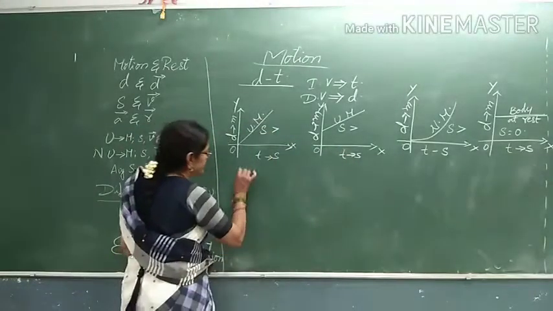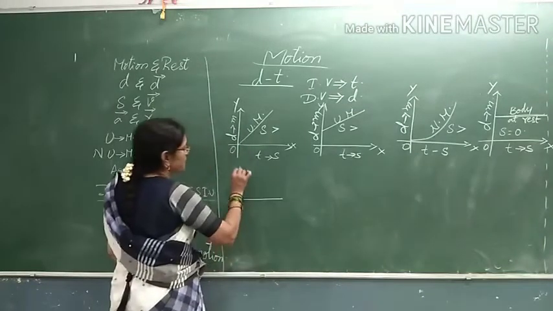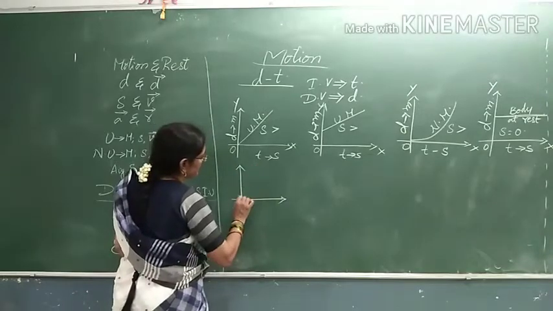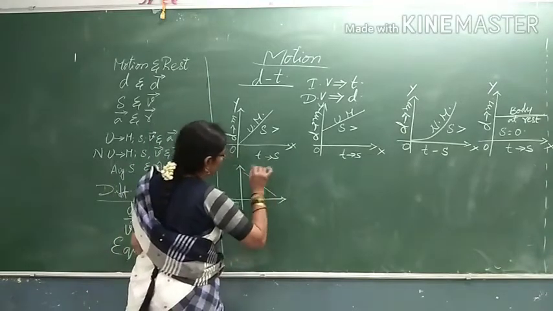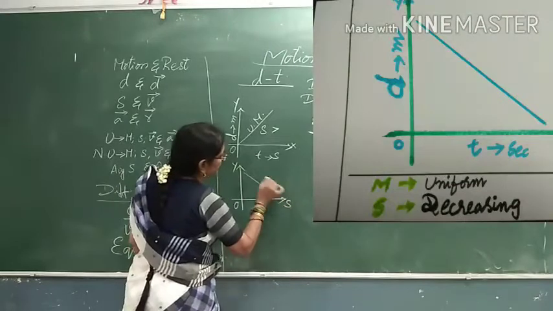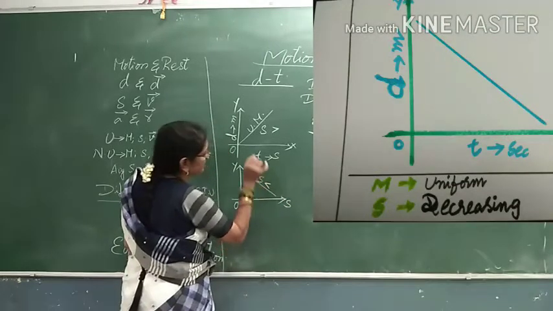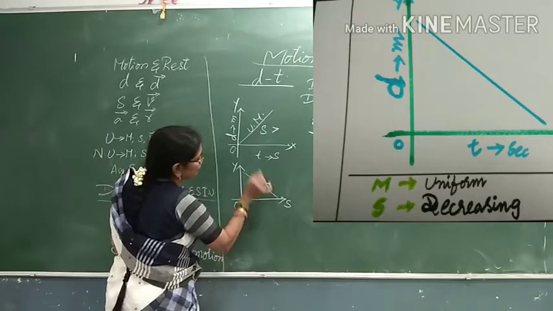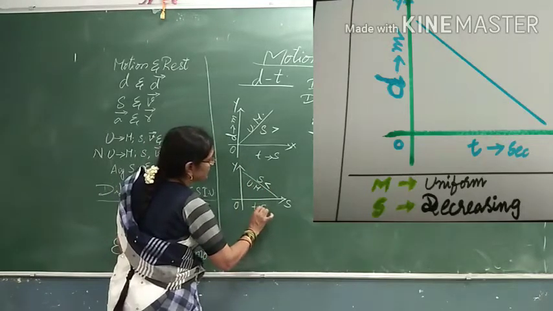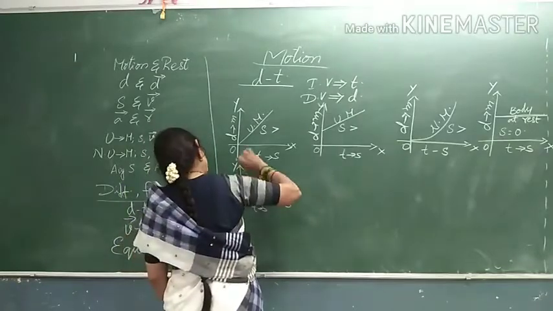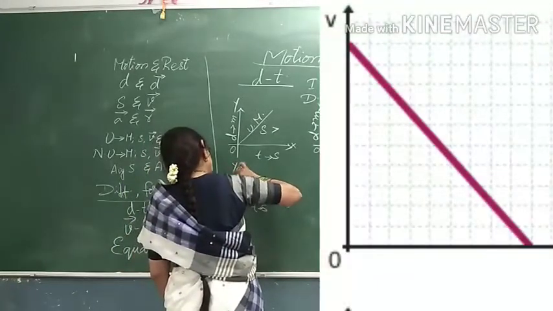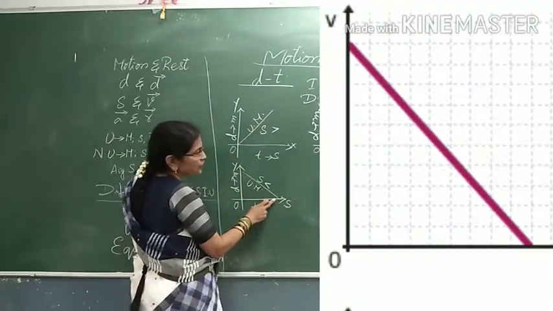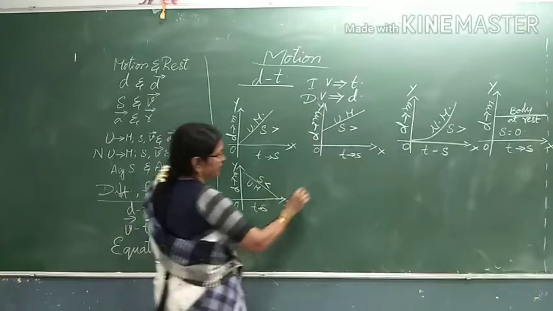Now coming to the next distance time graph. Suppose in this distance time graph the slope is coming from top to down, what can you say? Its speed is decreasing. But it is a straight line, so it is uniform motion only. So in this graph the speed is decreasing, and it is uniform motion since it is a straight line.